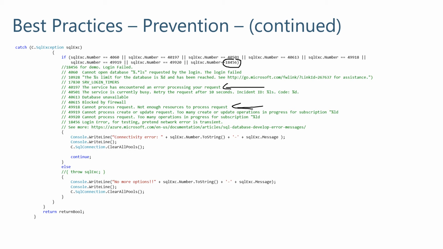We have added this number 18456, because this is an error that is normally not needed in the list, since it's only for login errors. I would like, just for testing, to pretend that the login error is transient. So it's just an example. You need to remove this number. This is the normal process that you need to review.